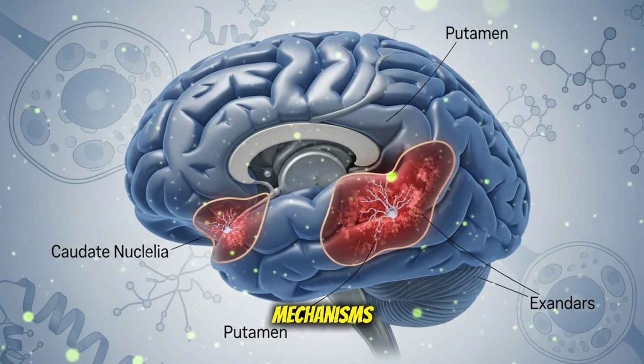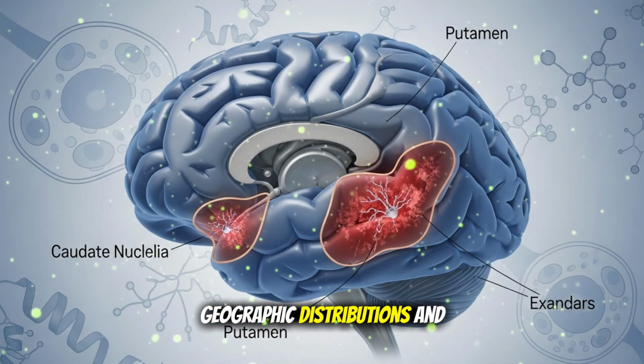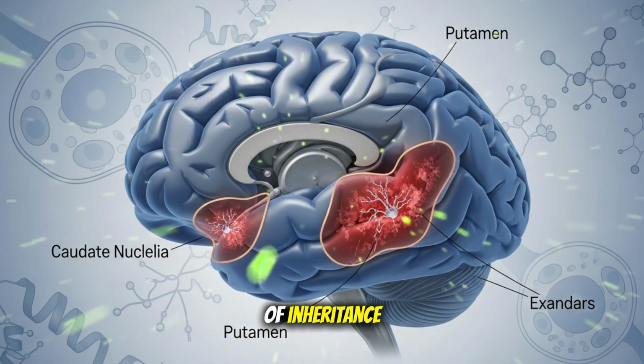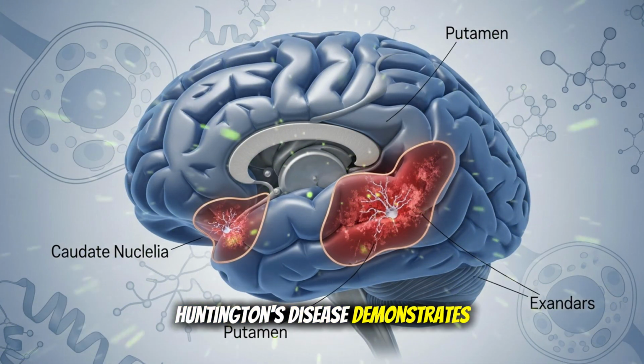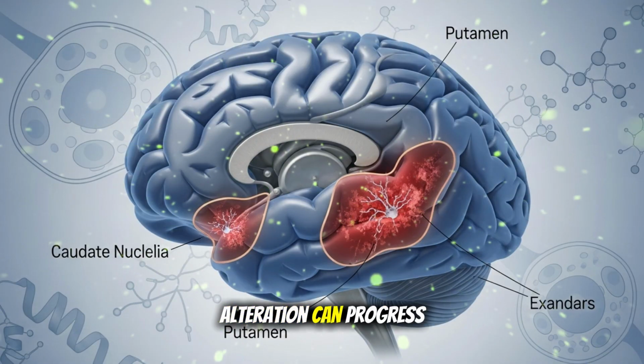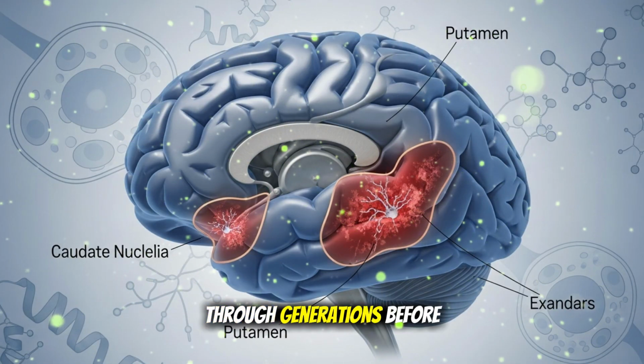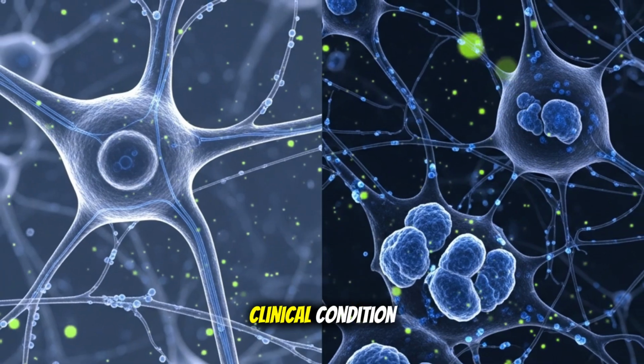Through molecular mechanisms, geographic distributions, and the long arc of inheritance, Huntington's disease demonstrates how one genetic alteration can progress silently through generations before emerging as a clinical condition.